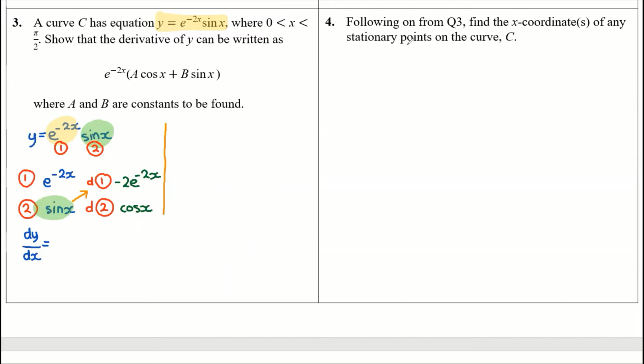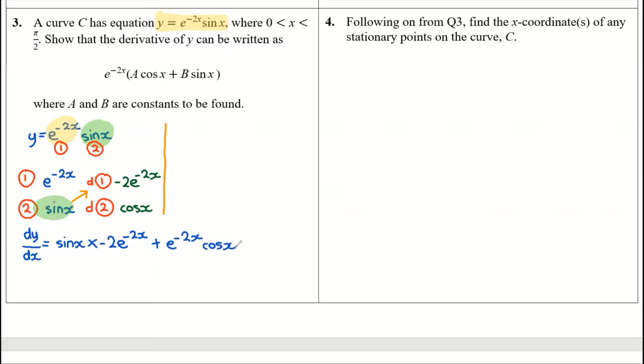We've done the proof. We've explained in some detail the theory and the analysis. Let's just use the rule now. So we've got sine x multiplied by negative 2 e to the negative 2x, plus the other two diagonals, which is going to be e to the negative 2x multiplied by cos x.